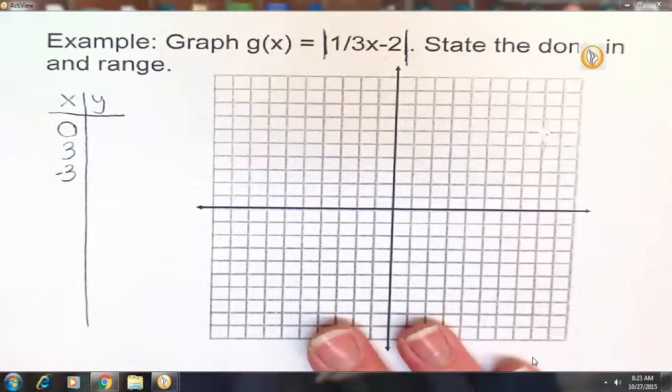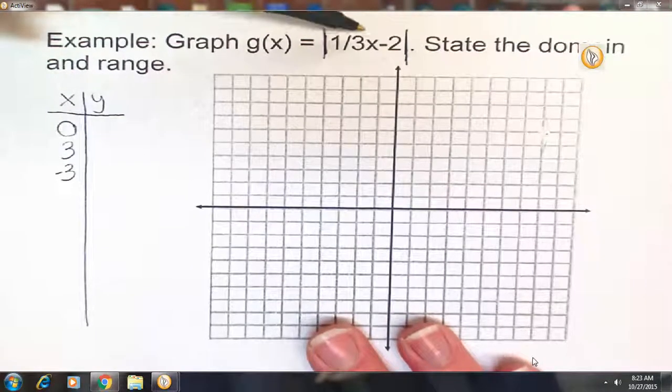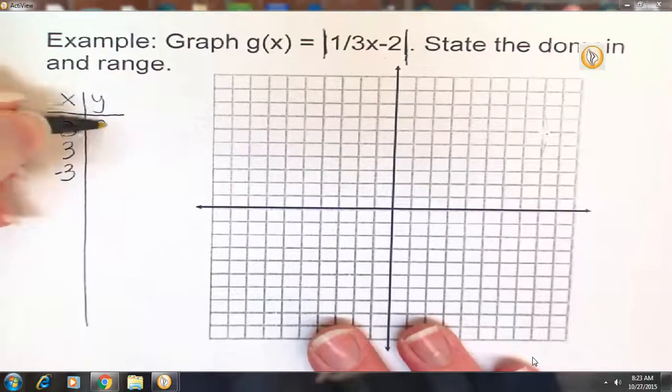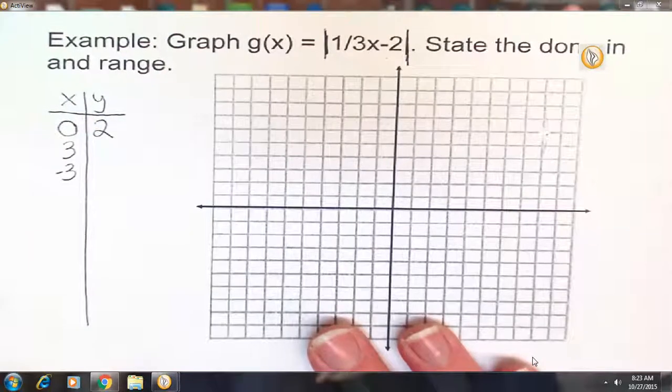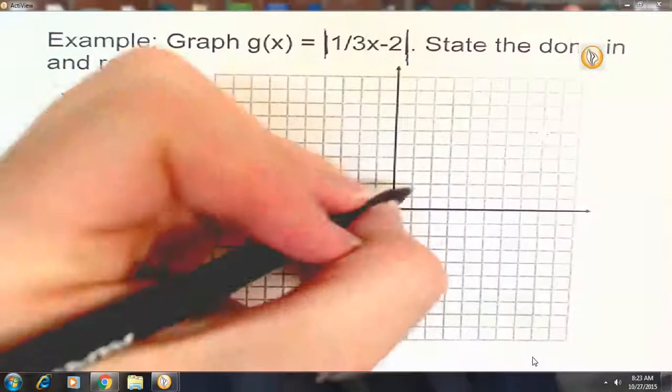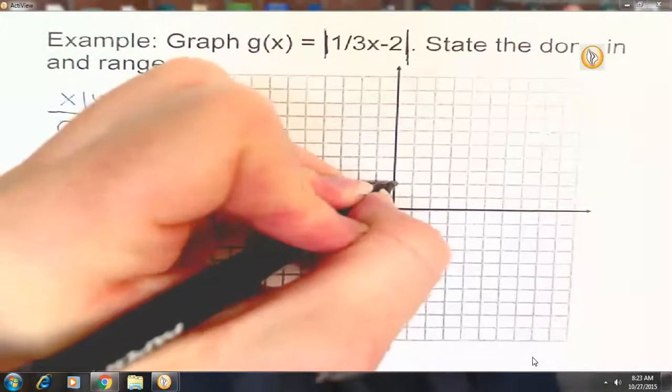So let's start with 0. If we put 0 in for x, 1/3 times 0 is 0. And 0 minus 2 is -2. The absolute value of -2 is 2. So my first point is (0, 2). Go ahead and plot that on your graph.